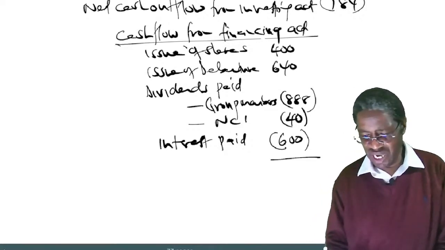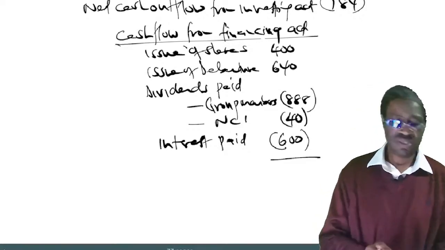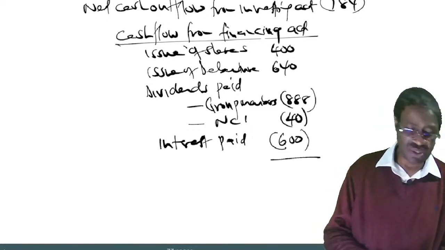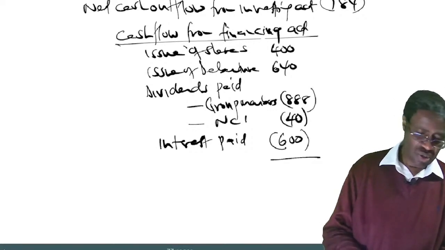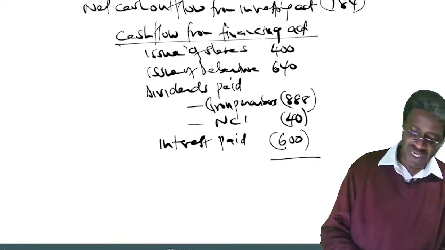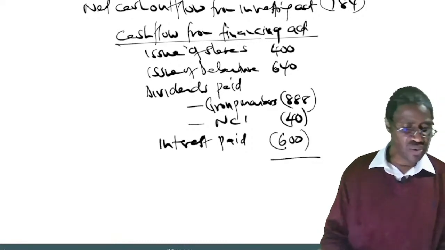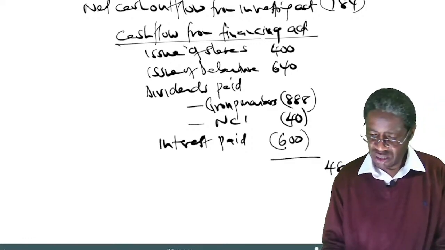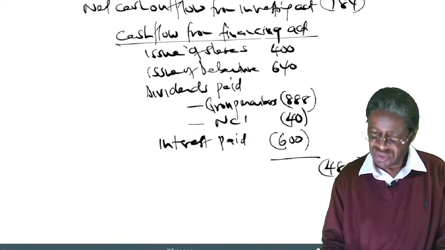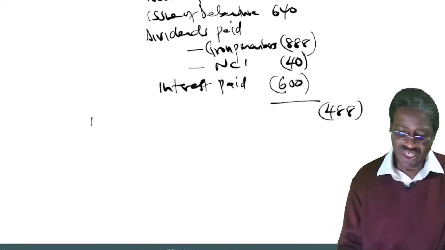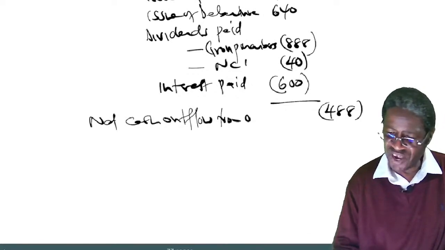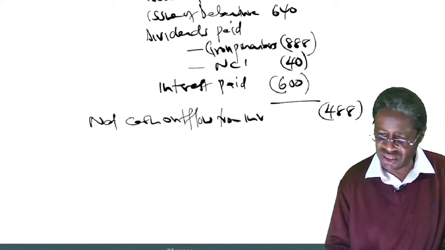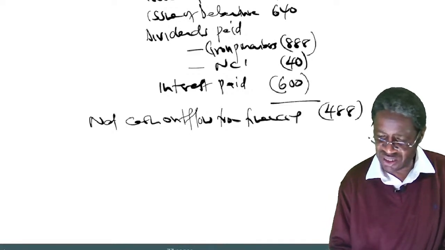Good. So let's get the net now. I push it to the extreme now. I take that 400 plus 640, minus 888, minus 40, minus 600. I'm remaining with a negative 488. If it's a negative, we said you call it net cash outflow from financing activities.